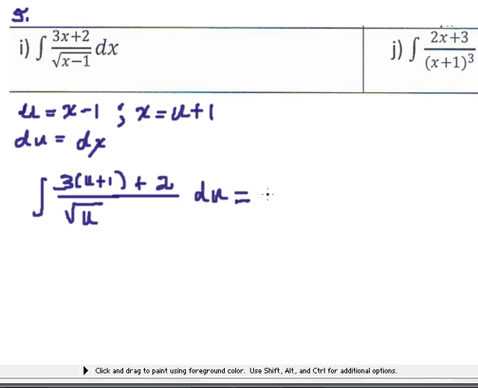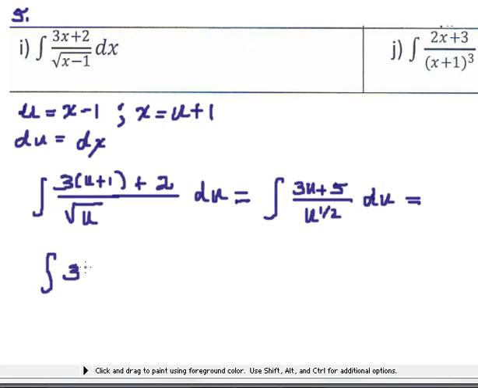Okay, now just multiplying through and simplifying that numerator, we have 3u plus 3 plus 2. That's 3u plus 5 over u to the 1/2 du. All right, so what we accomplished is now we have a single power in the denominator, and we can divide the numerator by u to the 1/2 and get powers and use our power rule like we often do. So 3u divided by u to the 1/2 is u to the 1/2.